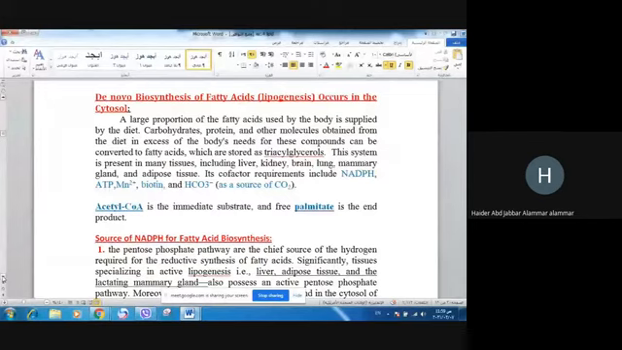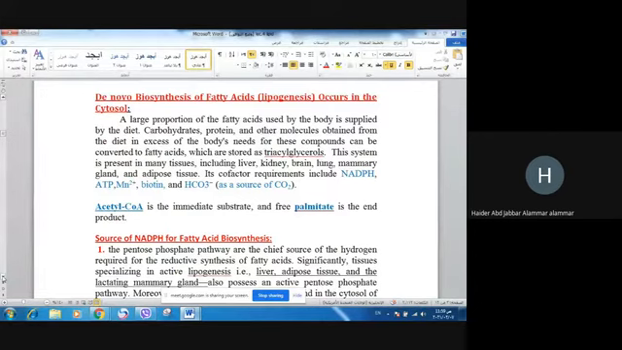A large portion of the fatty acids used by our body is supplied from the diet. Not all fatty acids are synthesized by de novo fatty acid biosynthesis. How do dietary fatty acids come to us? In the form of fat, in the form of triglyceride in chylomicrons, entering the lymphatic circulation and then the blood circulation.